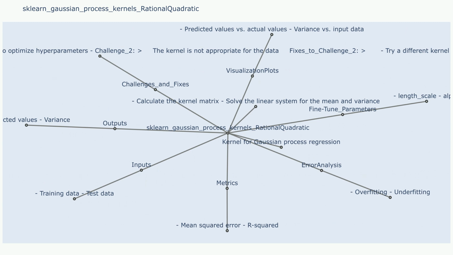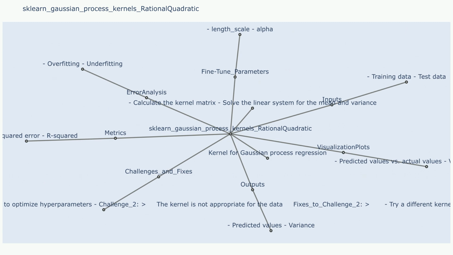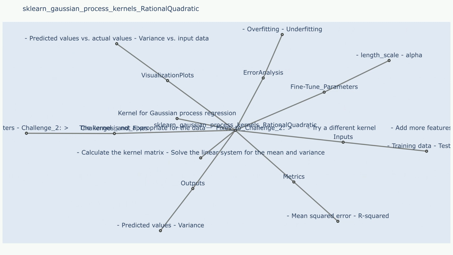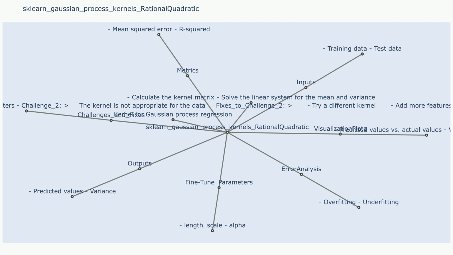Length scale: the length scale parameter controls the smoothness of the kernel function. A larger length scale indicates a smoother function, while a smaller length scale indicates a more wiggly function. Alpha: the alpha parameter controls the relative weighing of the different squared exponential kernels that are combined. A larger alpha value gives more weight to kernels with larger length scales.